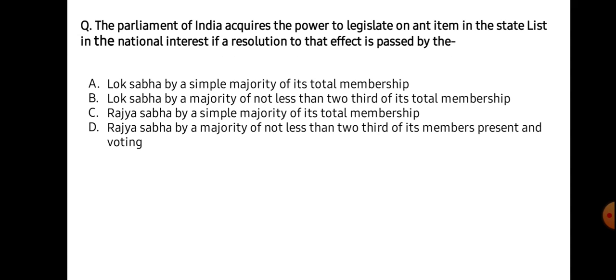The Parliament of India acquires the power to legislate on any item in the state list in the national interest if a resolution to that effect is passed by option D, that means Rajya Sabha, by a majority of not less than two-thirds of its members present and voting. Okay, now move to the next one.